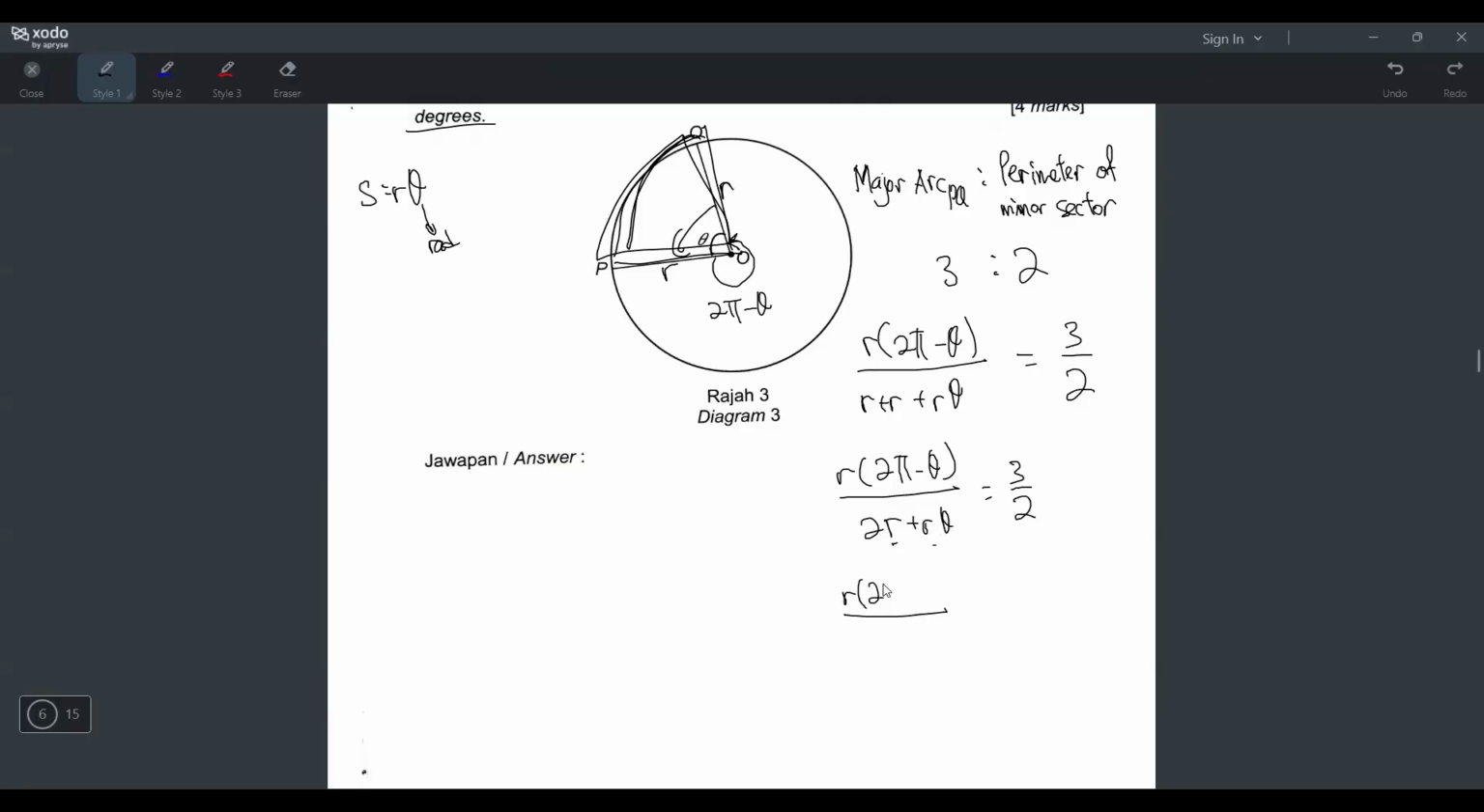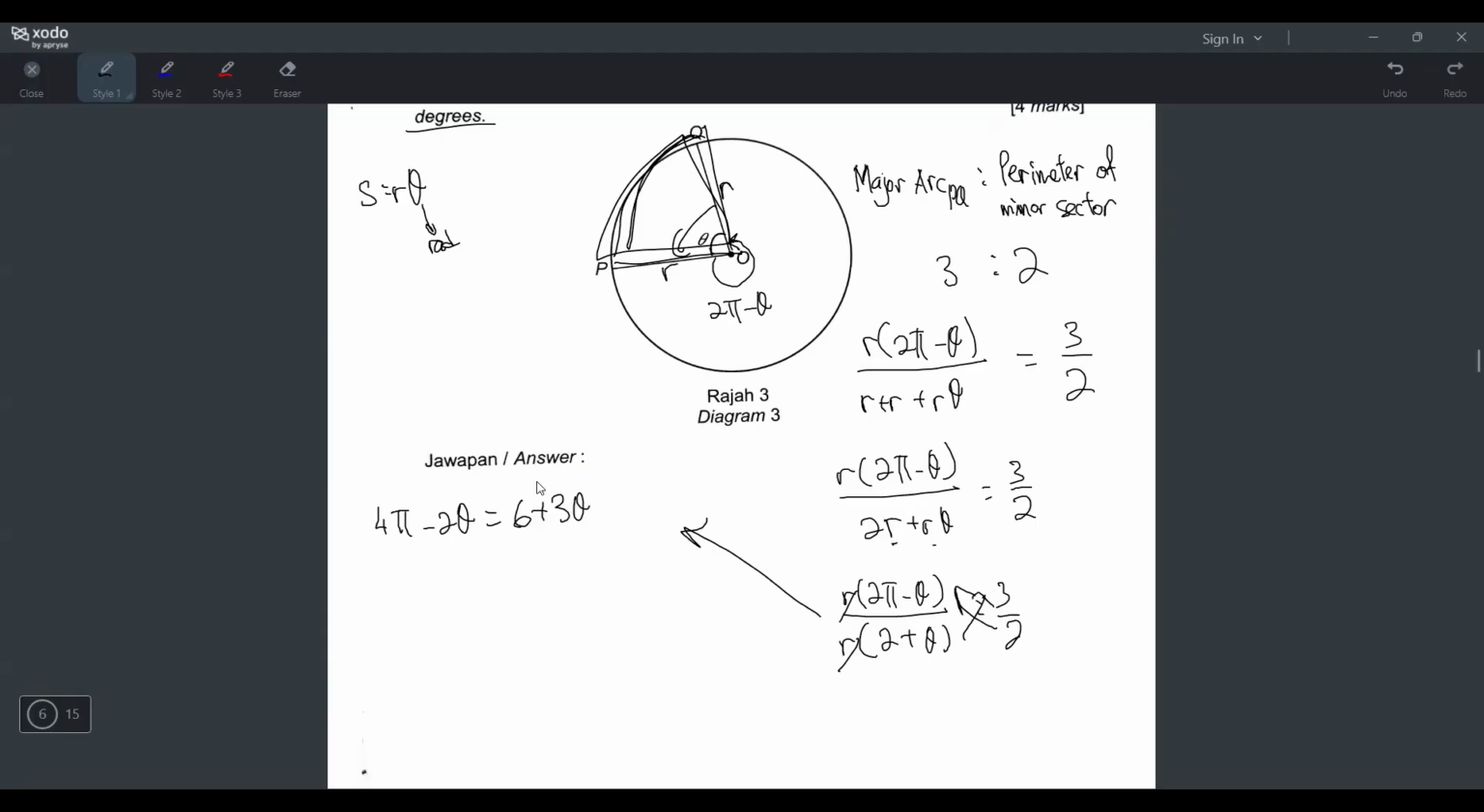So it becomes r times 2 pi minus theta. This one, factorize r, left with 2 plus theta, equals to 3/2. So you see, can cut. And then you cross multiply. So when you cross multiply, what do you get? 2 times 2 pi, 4 pi minus 2 theta. And then 2 plus theta times 3, 6 plus 3 theta. 3 times 2, 6, 3 times theta.